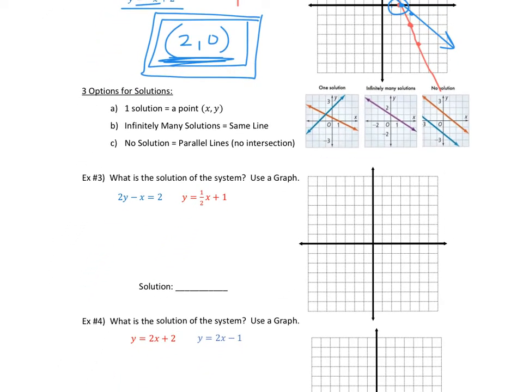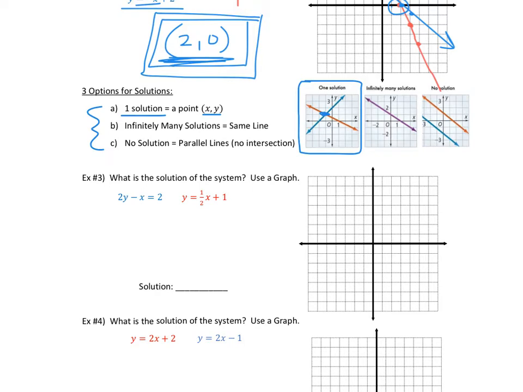Okay, so we just said your answer is a point, but sometimes it isn't going to be a point. So there are 3 scenarios here for solutions to a system. One is you could have one solution, and that's when we get our point. So that's this right here. If 2 lines intersect at exactly that point, then that point is our answer.